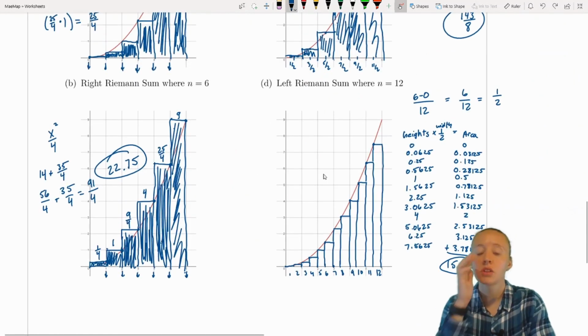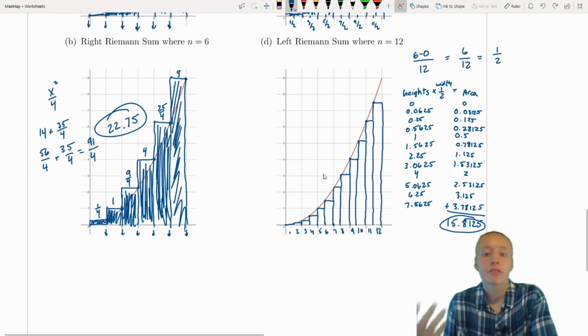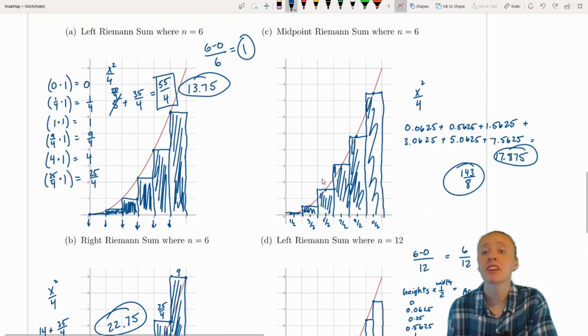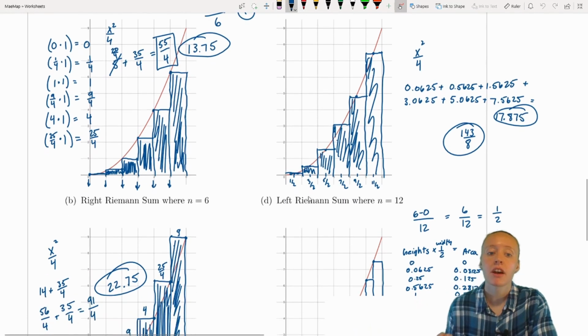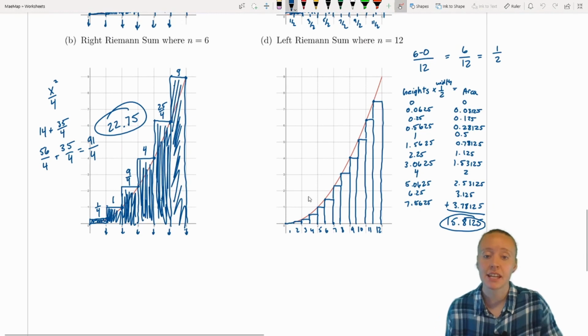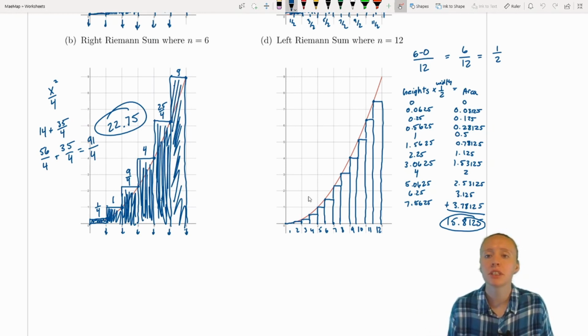15.8125. So looking at D with an area of 15.8125 for the estimated area versus A where we got an estimated area of 13.75, I know that the exact area is actually 18. So that 15.8125 was a lot closer than when we did the left Riemann sum with a subinterval of 6. Now imagine if we did a left Riemann sum with a subinterval of 24. So each rectangle would have a width of 1/4.